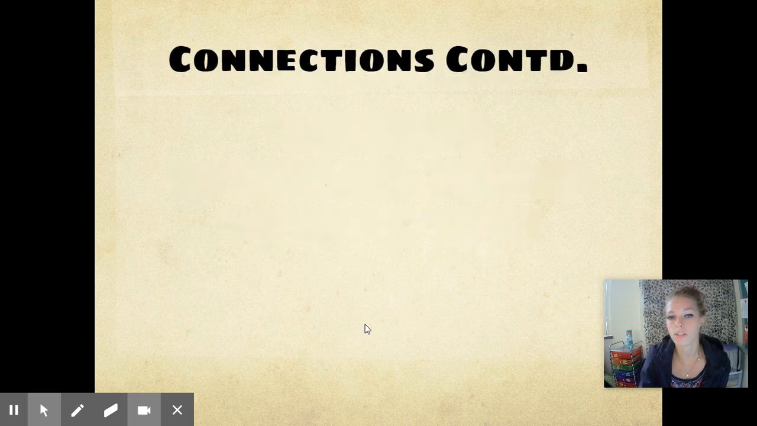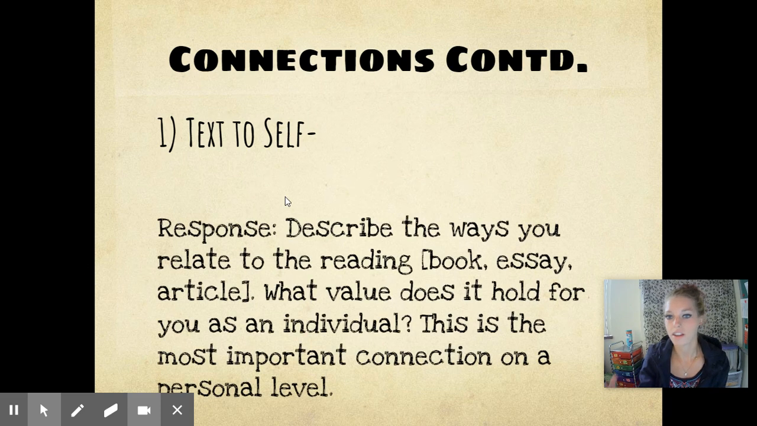So the first one is going to be a text to self. Very straightforward. You are making a connection to whatever you're reading. So describe the ways that you relate to the reading. Maybe it's something that you've experienced that's similar. What does the value hold for you? This is probably the easiest one to do because you're just making that deeper personal connection.